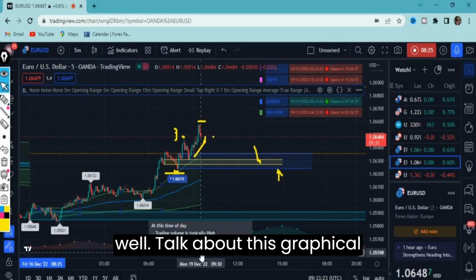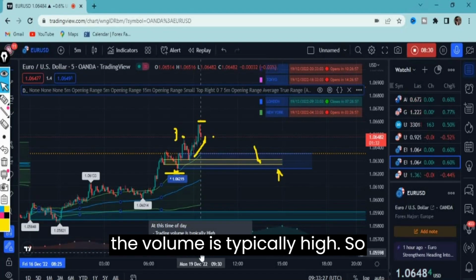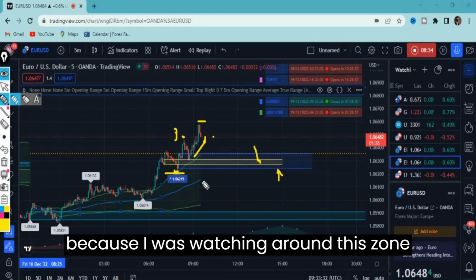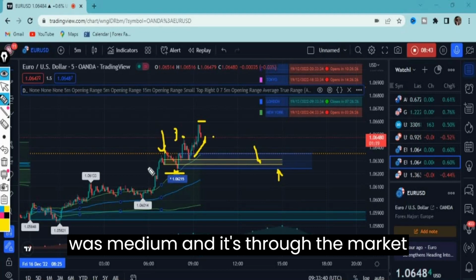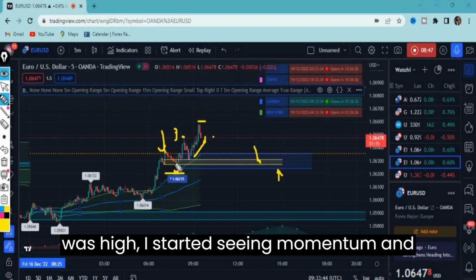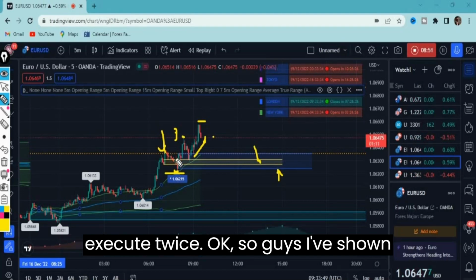Talk about this graphical presentation right here, showing us when the volume is typically high. So earlier on, because I was watching around this zone, it had told me that the volume traded right there was medium. And it's true, the market was not really moving well, but when it was high, I started seeing momentum, and that's what gave me confidence to execute trades.